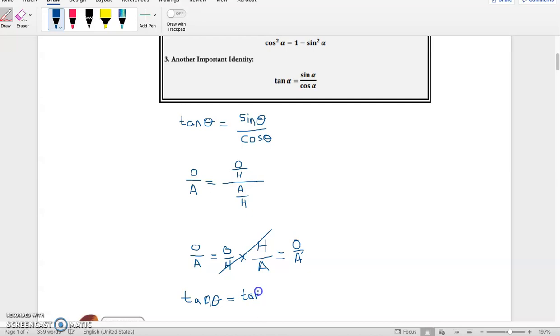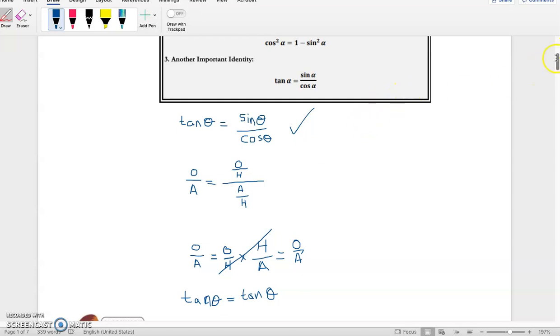And I'm writing with a mouse. It is very hard, guys. Okay, so tangent of theta is equal to tangent of theta, right? And so then therefore we have proven that yes, this is in fact true. Tangent of theta is equal to sine of theta over cosine of theta. So it's an identity or a formula we can use later on.